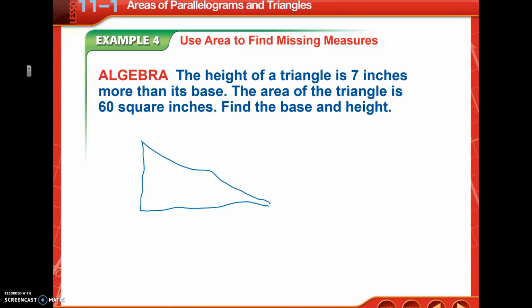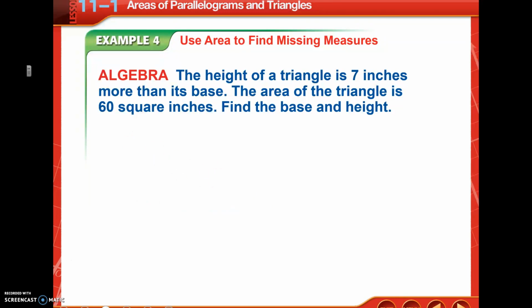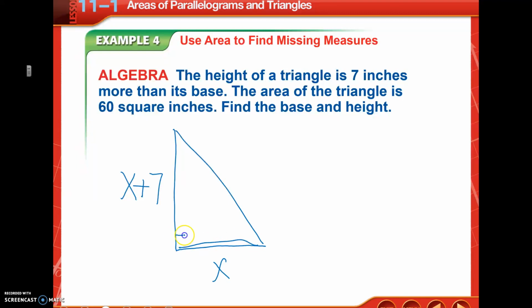But we know that the height is 7 inches more than the base. So if the base is x, the height is x plus 7. And we know that when they found the area, they had it to be 60 inches. So again, area is 1/2 the base times the height. So 1/2 times the base x times the height, they got 60.